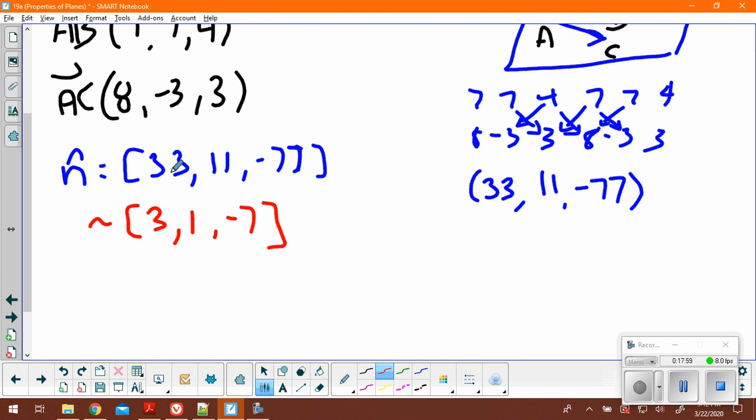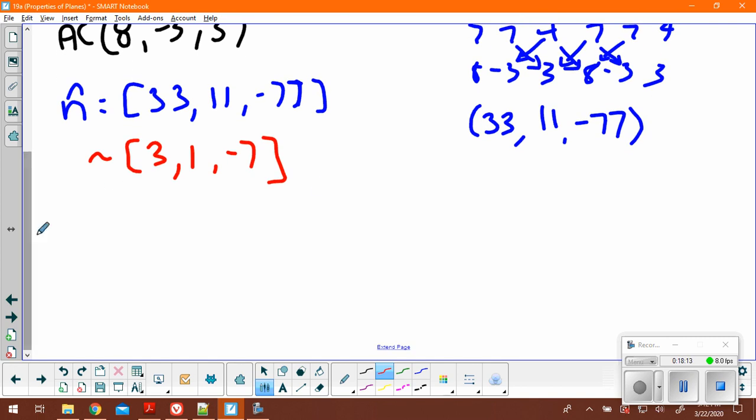With a normal vector, you can do that. In fact, with any direction type vector, you can do that. You can't do it with position vectors because they're points, but you can with directions. So we'll pick this up now.